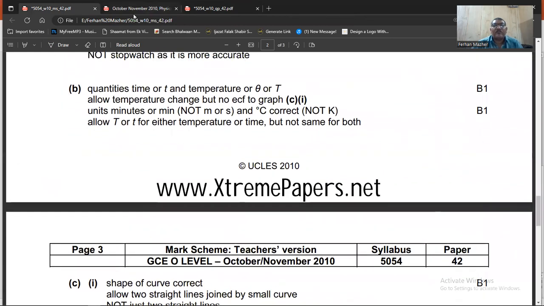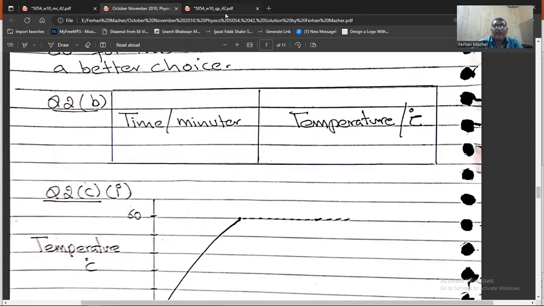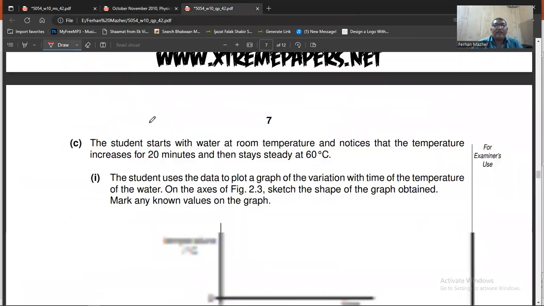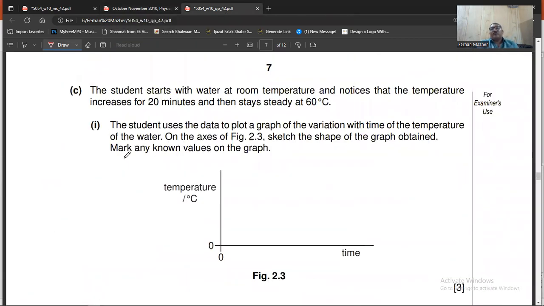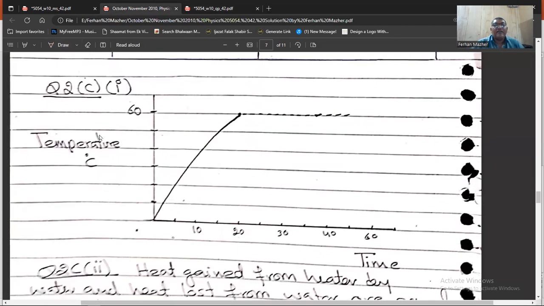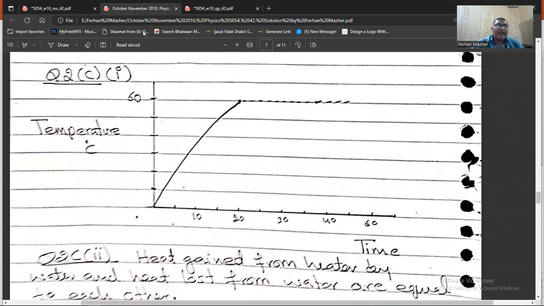You can see the marking scheme of question number 2B part showing up on your screen. And then we have question number 2C part. The student starts with water at room temperature and notices that the temperature increases for 20 minutes and then stays steady at 60 degrees centigrade. The student uses the data to plot a graph of the variation with time of the temperature of the water. On the axes of figure 2.3, sketch the shape of the graph, and mark any known values on the graph. For 20 minutes, the graph will be increasing, and here you can see is our temperature.